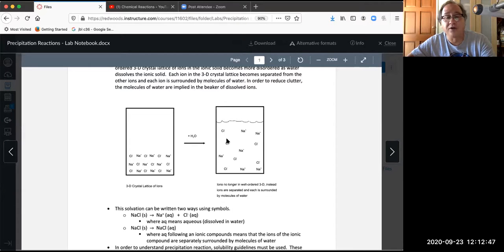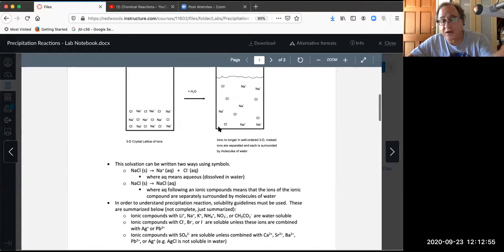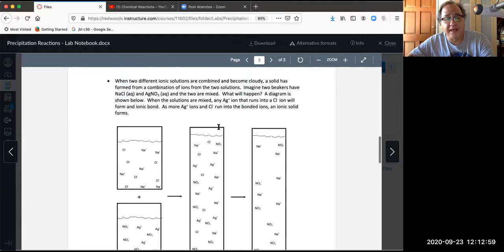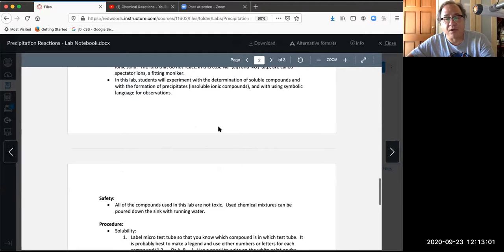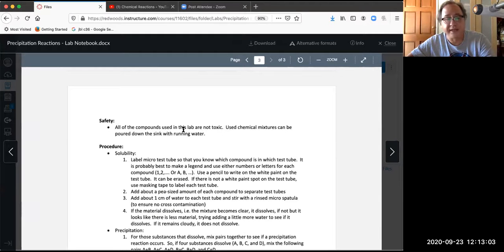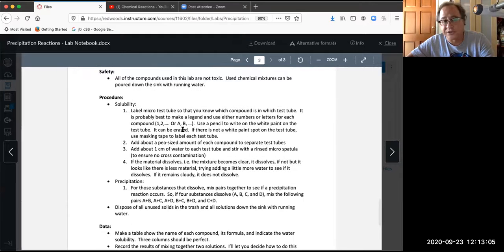When you add water, the ions separate from one another. And this little wavy thing at the top is supposed to be the top of my water. And I show you how to write that symbolically and so forth. And I give you some hints about things that you might want to put in. You definitely want to put safety in. Here's your procedure. We're basically doing two different things, solubility and precipitation.